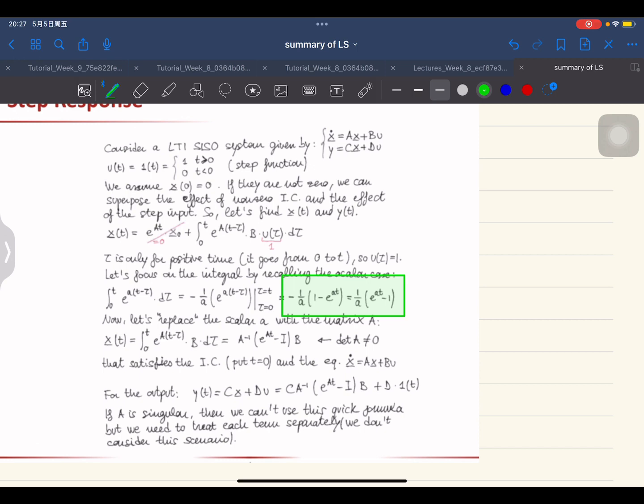We take the place by this metric. Okay, we first use the solution. We first use the calculation of scalar, then we take it into matrix inverse. Determinant of A should not be 0. That satisfies the initial condition.